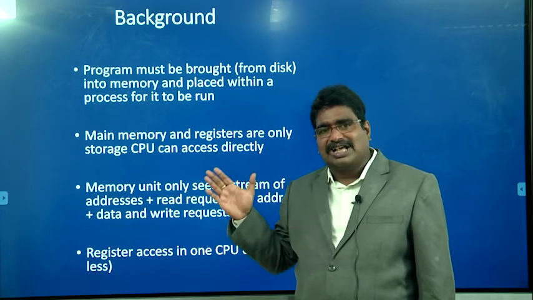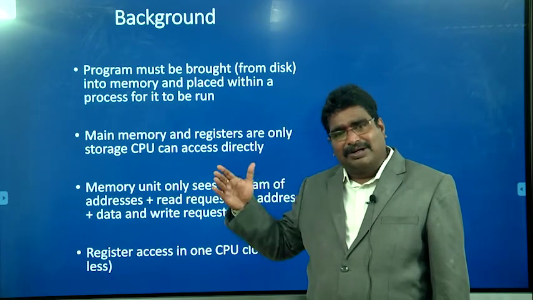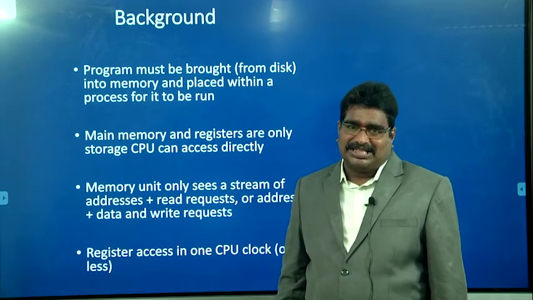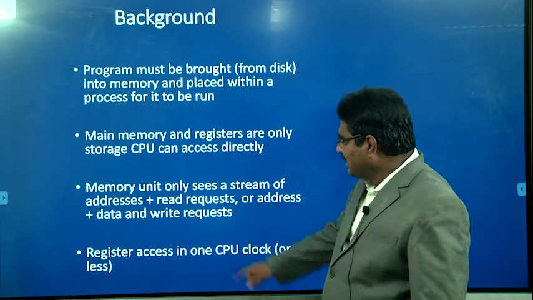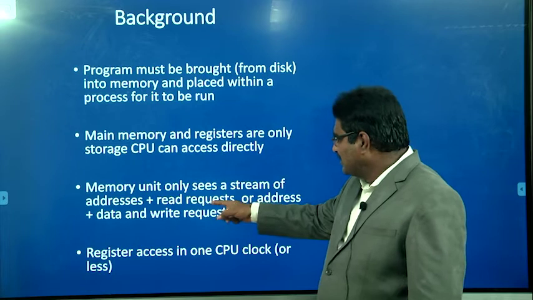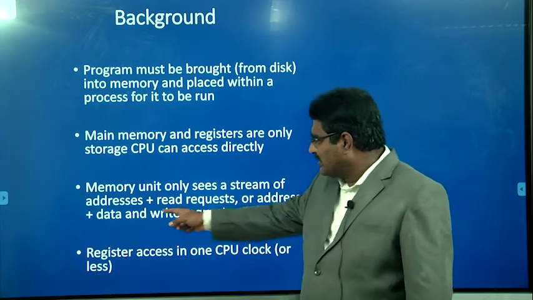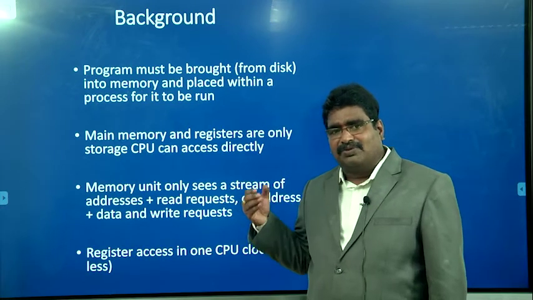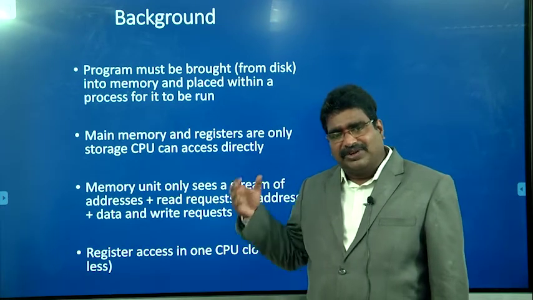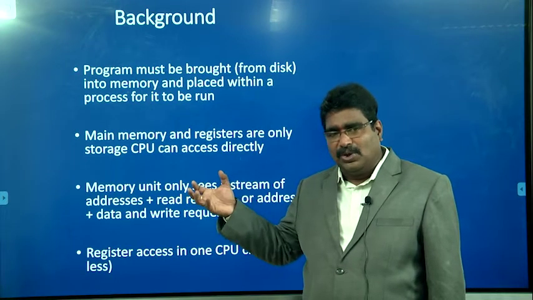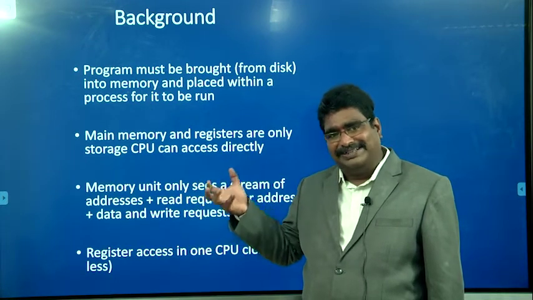Compared to the registers, cache memory is the slowest one, but compared to the primary memory, the cache memory is the fastest accessible one. And next, the memory unit only sees a stream of addresses plus read requests, and addresses plus data and write requests. That is nothing but whenever the user wants to perform any operation, for example the read operation, you must clearly specify from which location the processor needs to read the data.